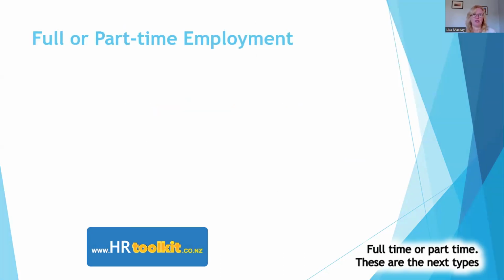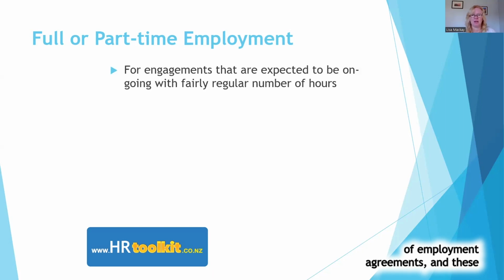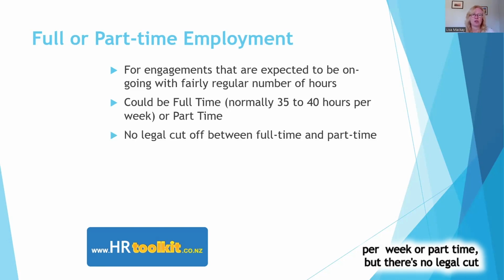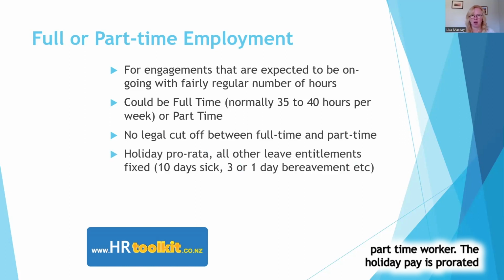Full-time or part-time. These are the next types of employment agreements, and these are for engagements that are expected to be ongoing for a fairly regular number of hours. They can be full-time, normally 35 to 40 hours per week, or part-time, but there's no legal cutoff between what's a full-time worker and a part-time worker. The holiday pay is prorated because that's based on your normal or ordinary week, but other leave entitlements are fixed. So sick leave, bereavement leave, etc.